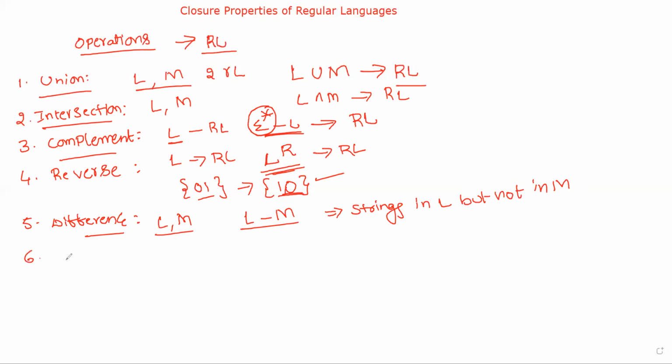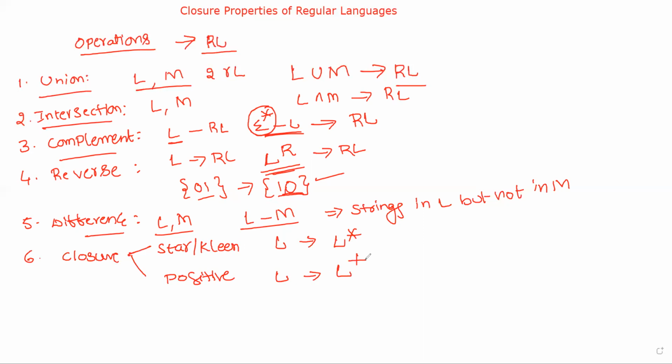Now, closure. We have two types of closure. One is the star closure, also called the Kleene closure. Another one is the positive closure. If L is a regular language, then L star is also a regular language. If L is a regular language, L plus is also a regular language.